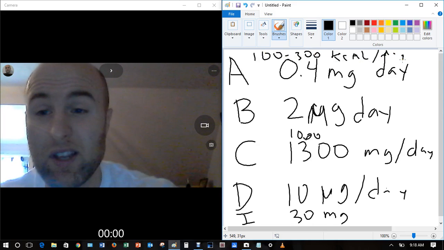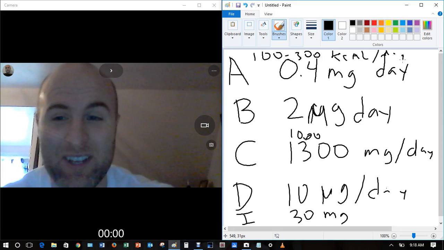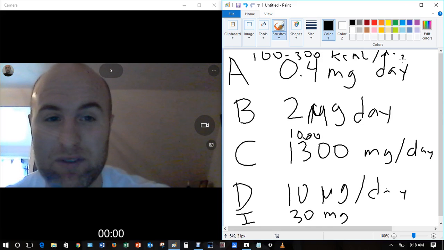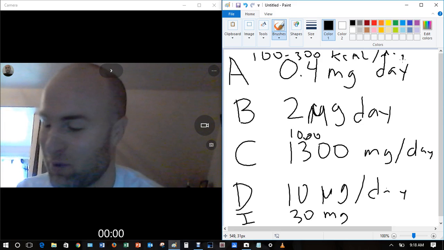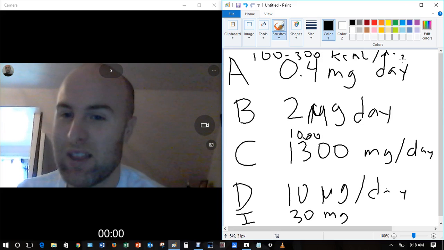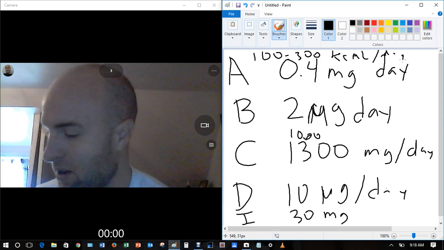When she's breastfeeding, she'll need 500. Okay, so 500 kilocalories a day when breastfeeding. But when pregnant, 100 to 300 extra. That's not total, that's extra. So if normally she was on the 2,000 or whatever, add on an extra 100 to 300. If she's breastfeeding, add on an extra 500.